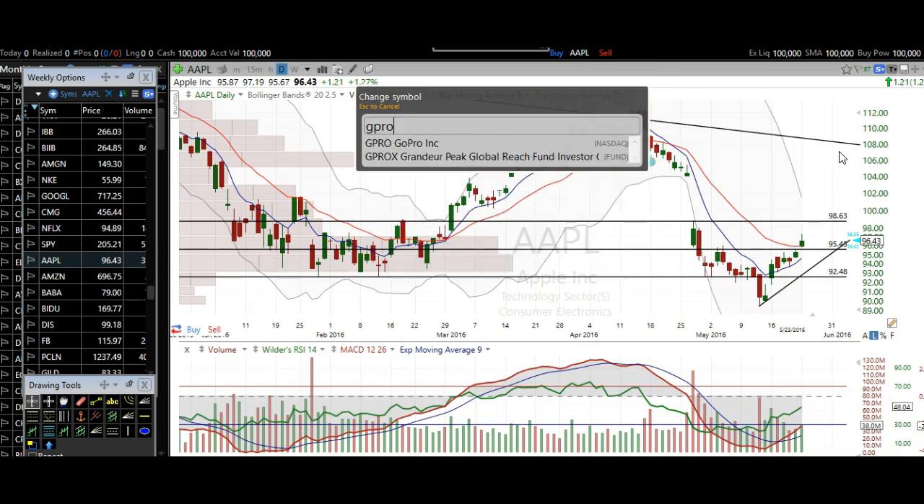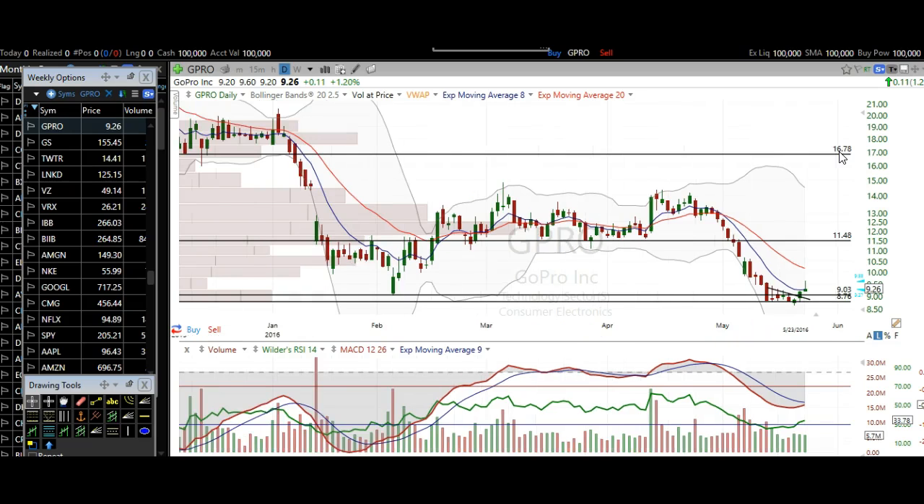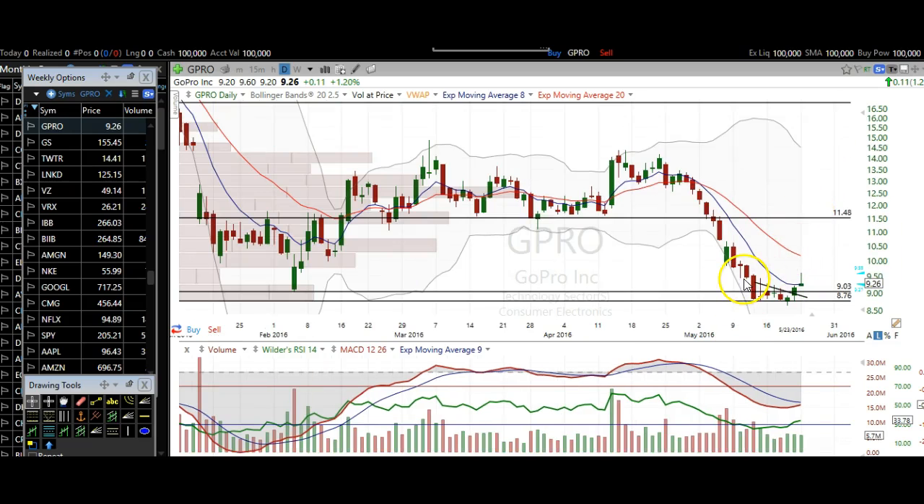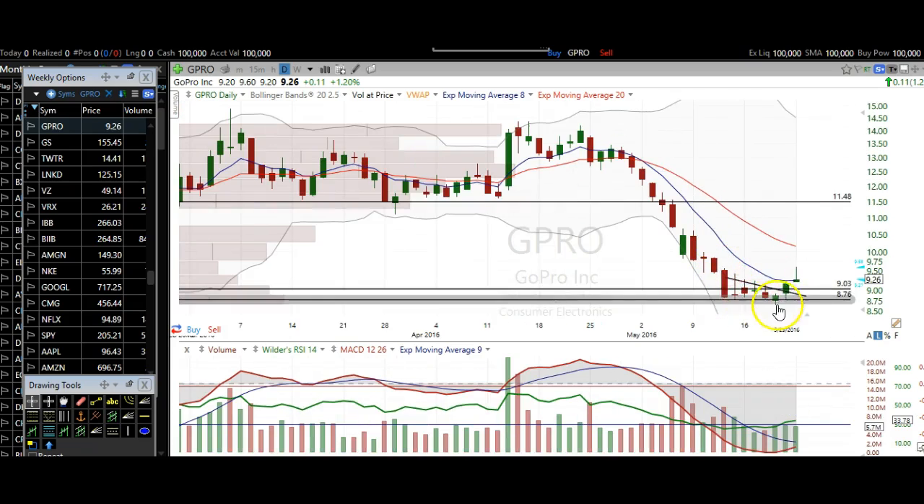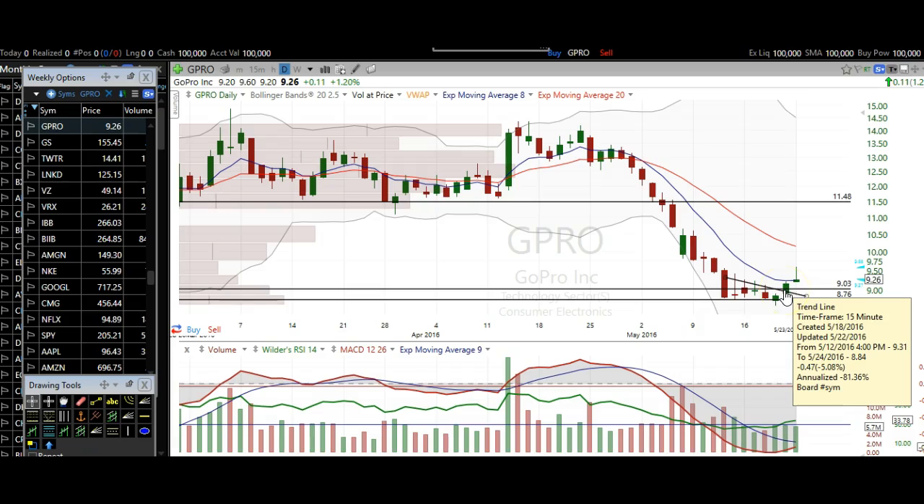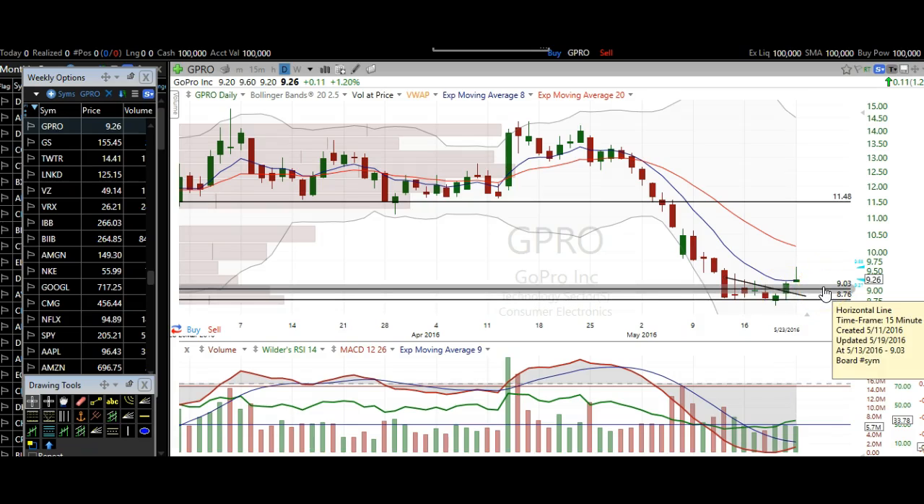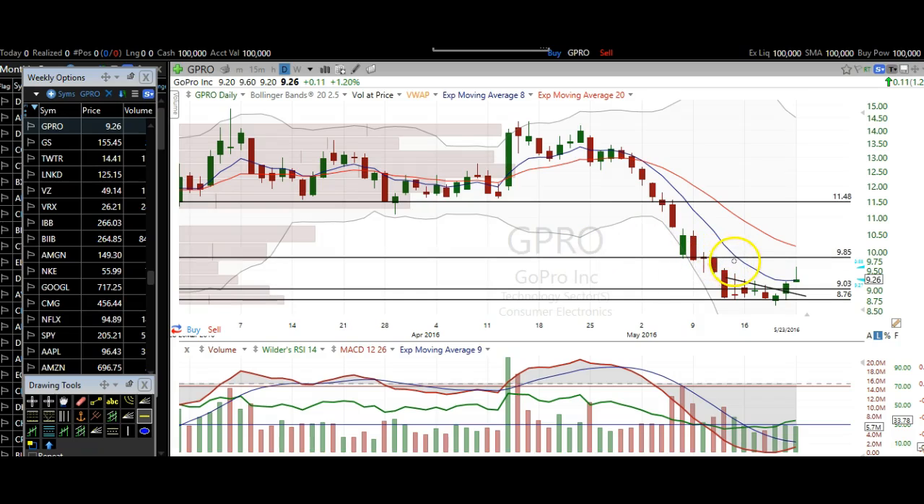I cover GPRO. GPRO, we have a bottoming look here. We're finding support at about 8.75. We broke over this little downtrend line right here, and we've got some volume coming into it. So right now we have support between $9 and 8.75 right here. Next resistance is right around here, about 9.85 from the low of this candle, the close of this candle, and the open and high of this candle right there, right around 9.83.